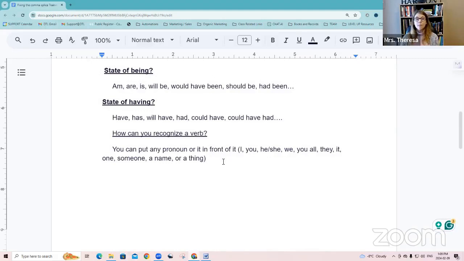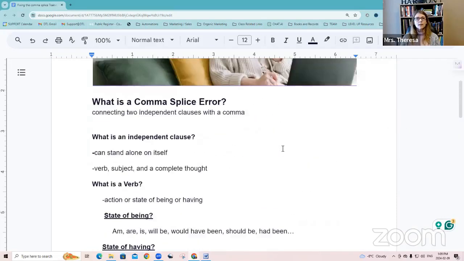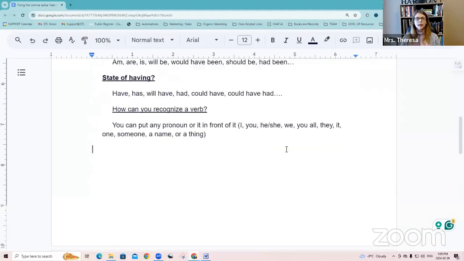That's the best way that I have to tell you how to recognize a verb. And verbs sometimes come in verb phrases, so there might be more than one, like could have had. Those all come together. But for this, it doesn't really matter that much. So sentences have verbs and they have subjects.